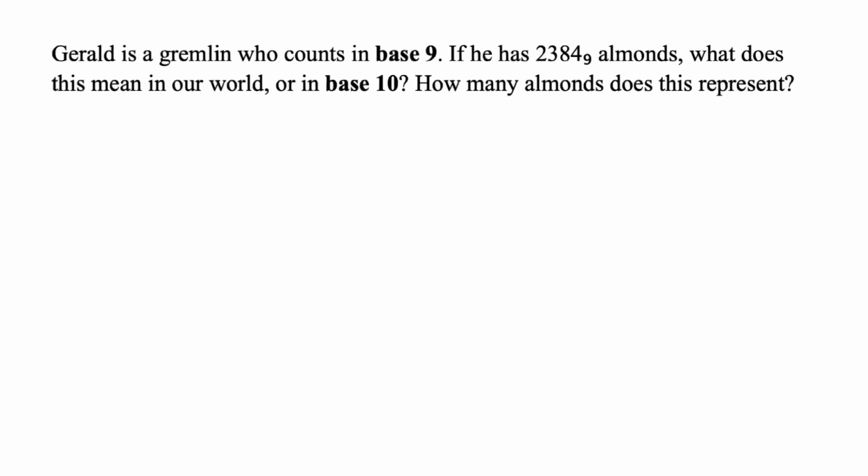Gerald is a gremlin who counts in base 9. If he has 2,384 base 9 almonds, what does this mean in our world, or in base 10? How many almonds is this going to represent? Okay, as we always do, let's break up 2,384 into what we already know.